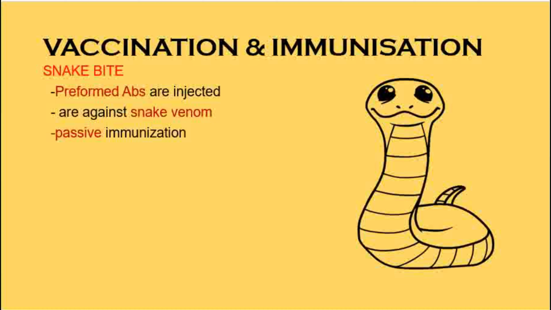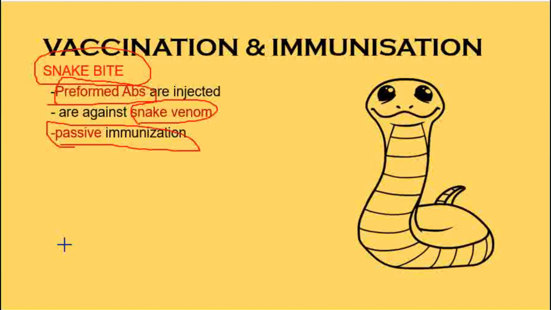In snake bite also, they inject preformed antibodies. Here also we can't wait for the immune system to respond, because the poison will already go into our body. These preformed antibodies are specific against the snake venom, the poison of the snake. These are examples of passive immunization. We have already learnt about passive immunization, for example from the mother to the fetus, where antibodies are passed. In the same way, this is also a ready-made antibody. So these are examples of passive immunization.